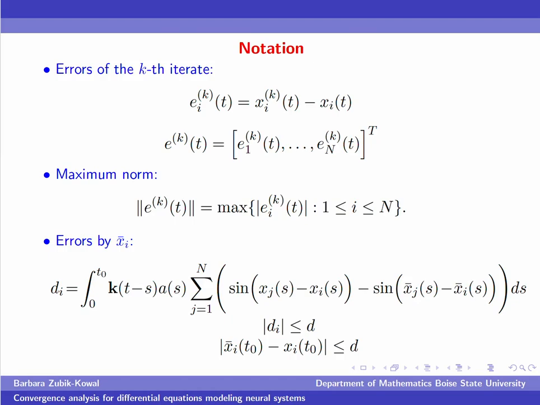And we also use such technical notation with d_i values defined as the integral from 0 to t0, where the integrand involves the exact solutions x_i and the approximate solutions x bar i. Here the lowercase d serves as the upper bound for all these d_i values and also for all errors at t equals t0. So d simply denotes the error associated with the approximation x bar.